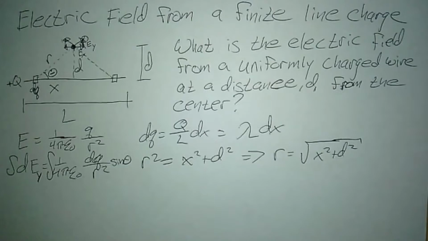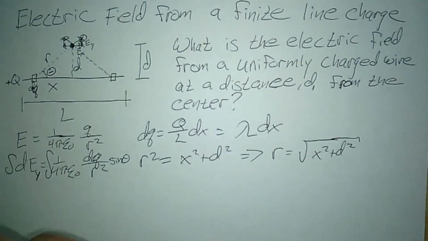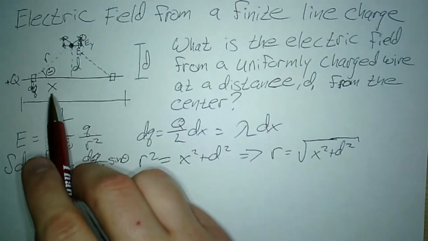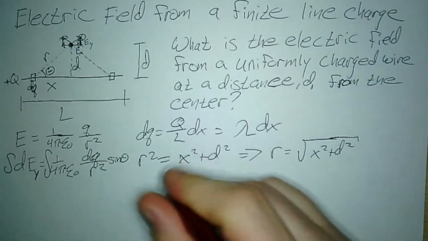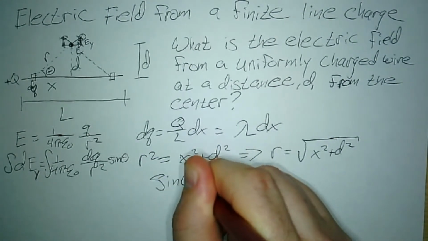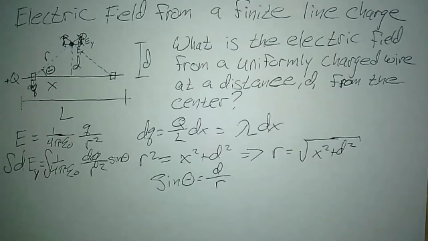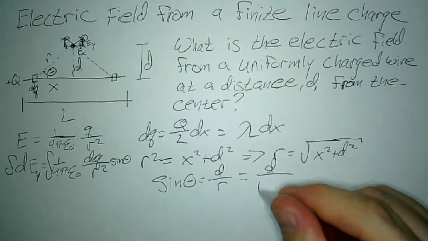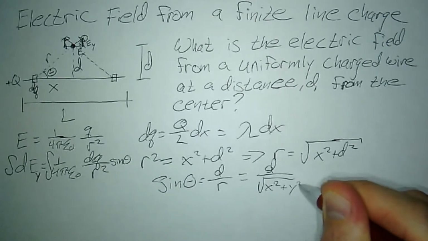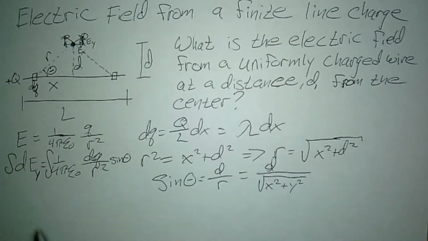So what do I do with my sine theta? Because I'm integrating over x. Theta is going to change as I change x, but how do I put that together? Well, on this triangle, sine theta is going to be opposite over hypotenuse. So I can say that sine of theta is d over r. And I can substitute in for r. So that's going to be d over square root of x squared plus y squared. All right? So let's start making these substitutions.